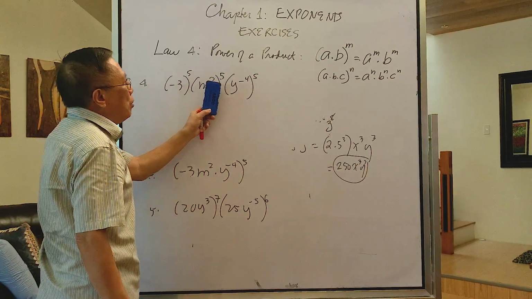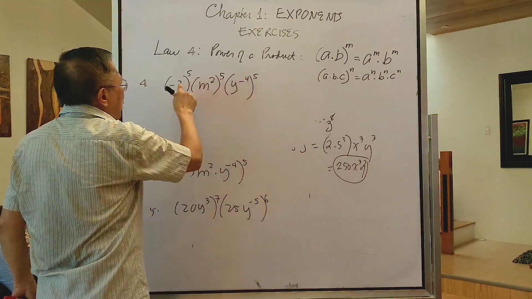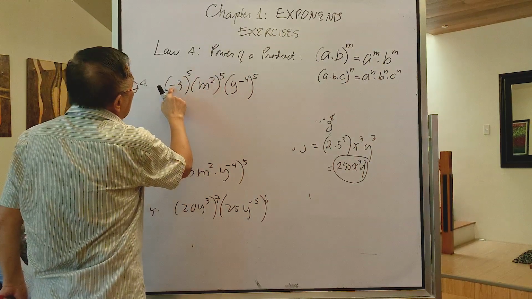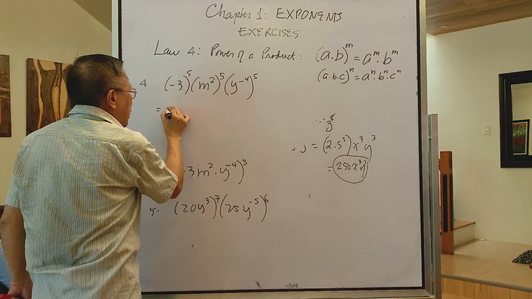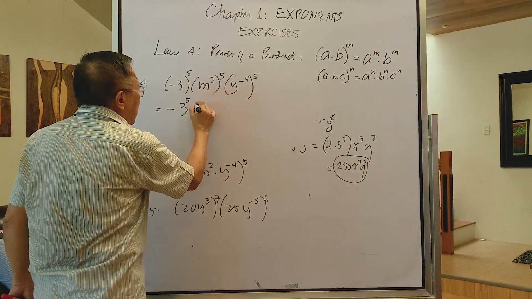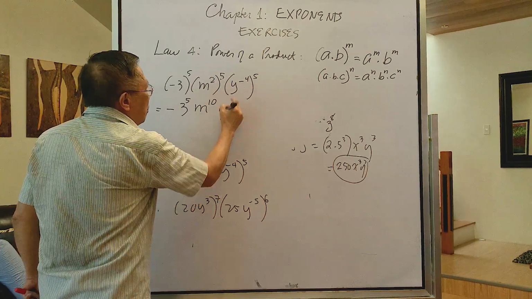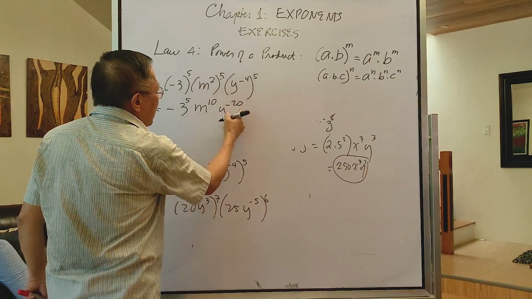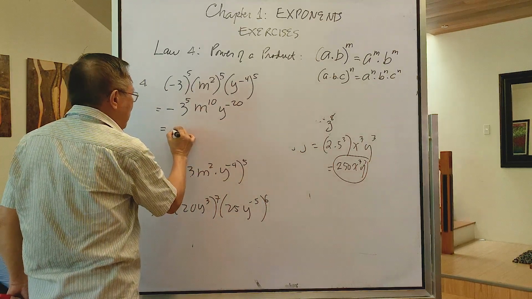Now, you already know how to simplify this. This is power of a power, power of a power. And negative 3 raised to the 5th, the negative here is going to be raised to an odd number, so it retains its negative. So I can have here minus 3 raised to the 5th. And then from the power of a power, that will be 10. And this will be minus 20. Again, if you have an exponent like this, you don't leave that one hanging there. You just have to have the definition.